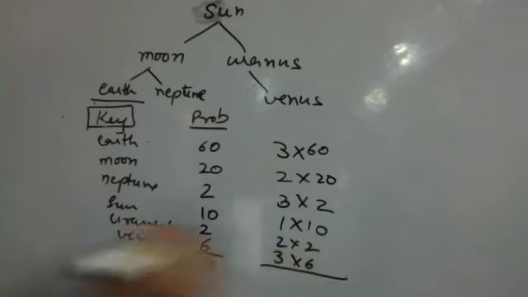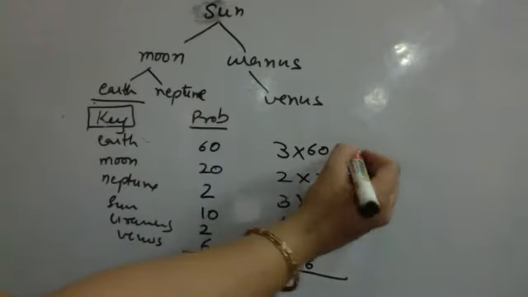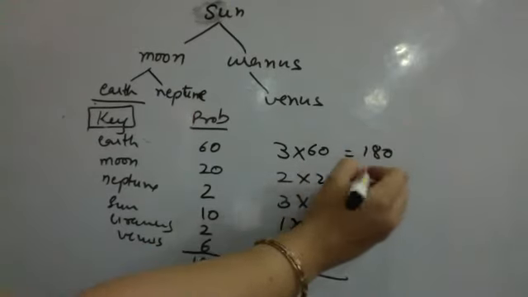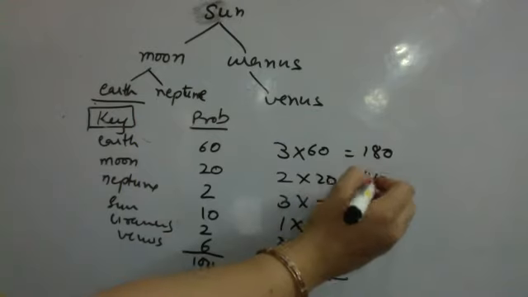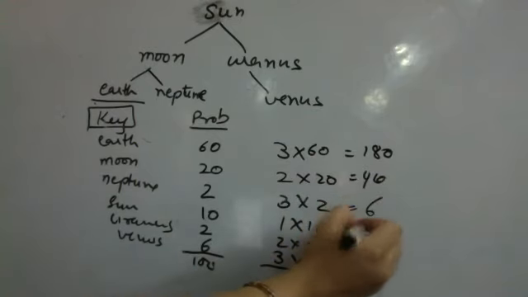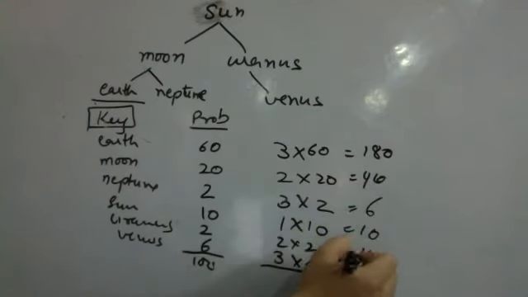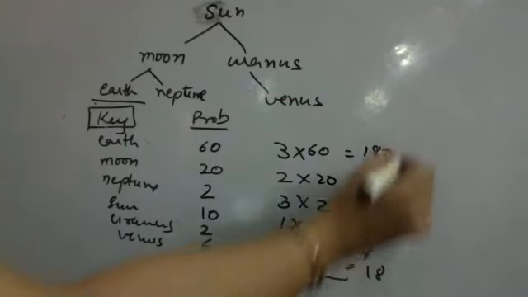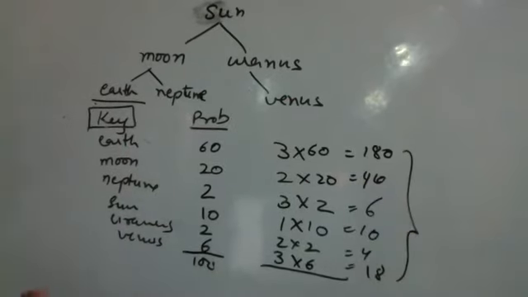So if you do a grand total of all these, it is coming out to be 180. 40, this is 6, 10, 4, 18. So the grand total comes out to be, just do a total. I've taken random numbers.